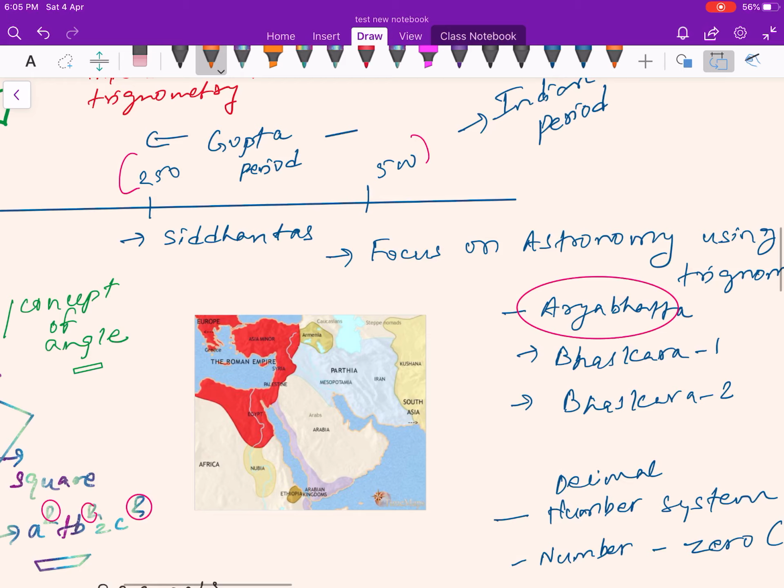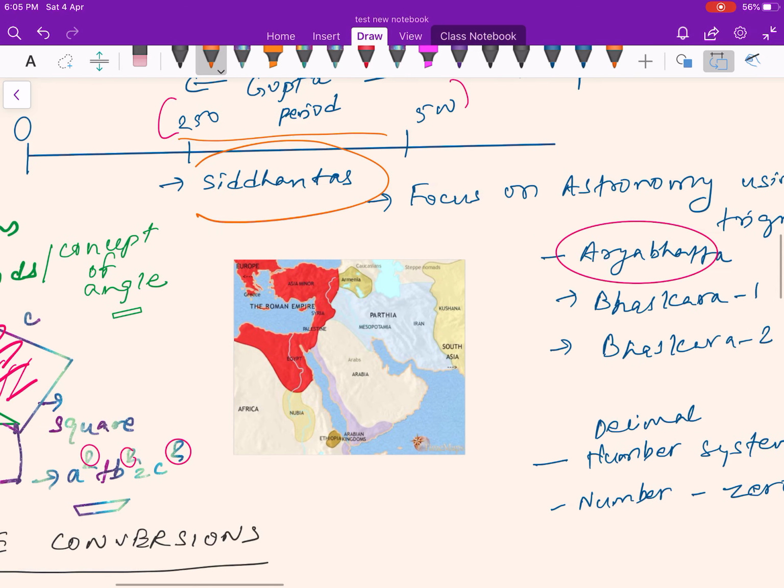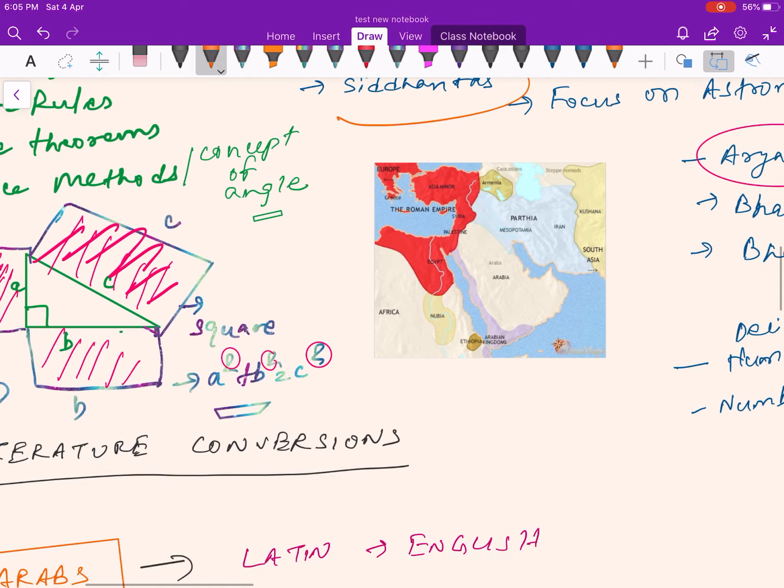And like I said, we have our ancient mathematicians, Aryabhatta, Bhaskara 1 and 2, and others. But today let's focus on what happened between the Siddhantas and Aryabhatta. During that period, the Gupta period, the trigonometry that we study today in modern-day school and early college is where it evolved, and that is what I'm coming to.